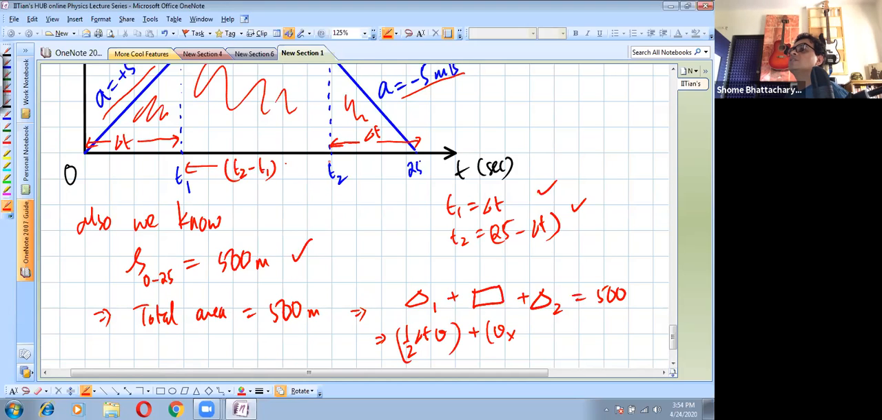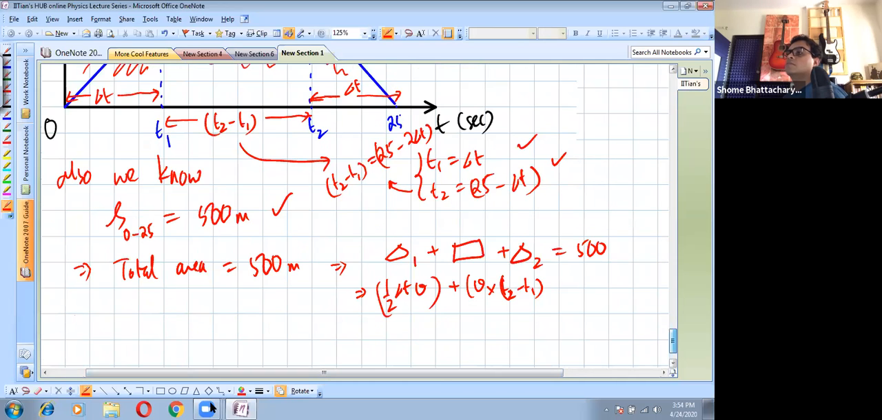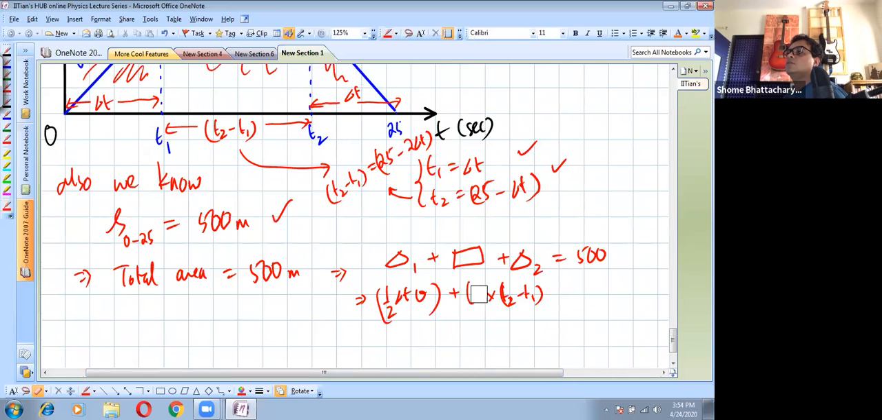Now T2 minus T1, you will also see because of this, T2 minus T1 will become equal to 25 minus 2 times delta T. So this thing I will currently write as T2 minus T1, but later I'll substitute it. Okay. So the area of this rectangle is becoming the constant velocity into the time interval, which is T2 minus T1. And later I'll import this value of T2 minus T1.